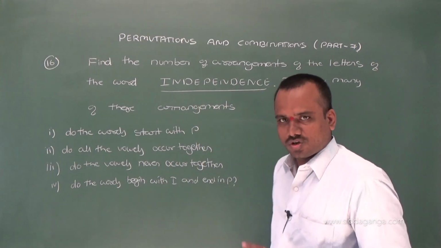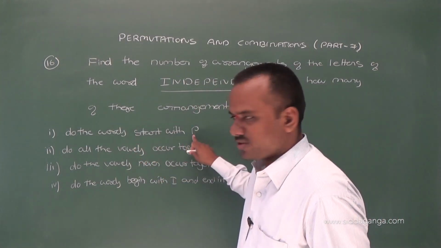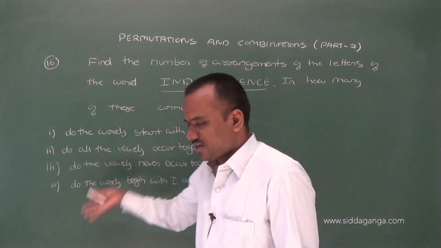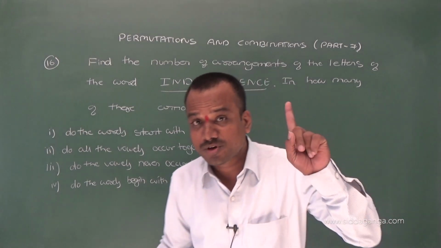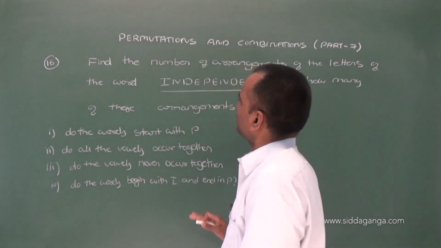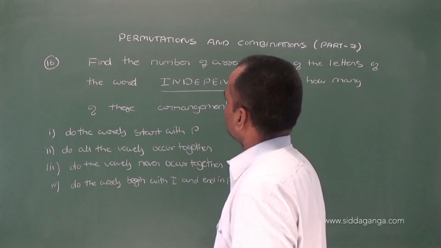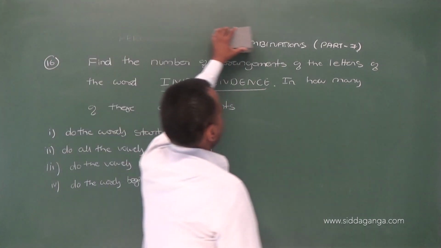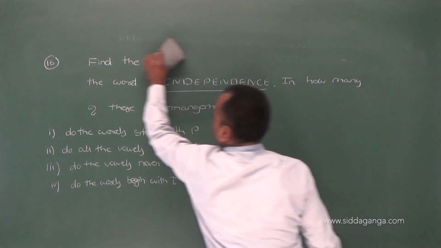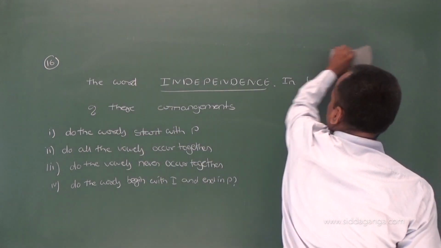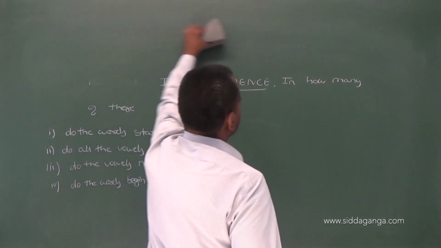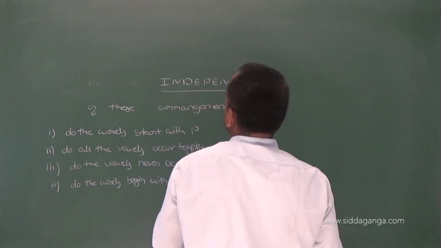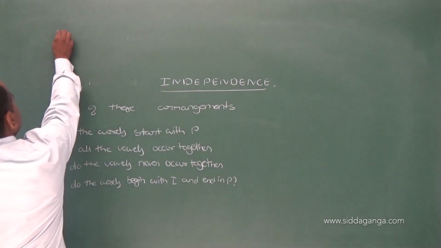So you have already solved all types of the constructs: start with P, vowels occur together, vowels never occur together, I in the first place and P in the last place. This is the last permutation problem, and a very important one. We solve the problems one by one. Right here, the solution.